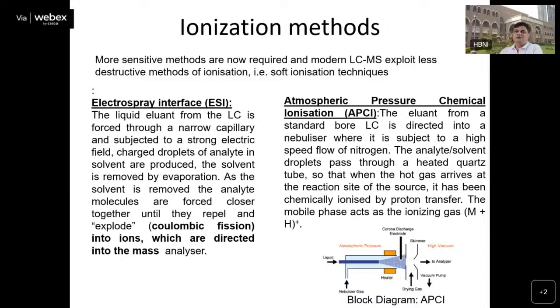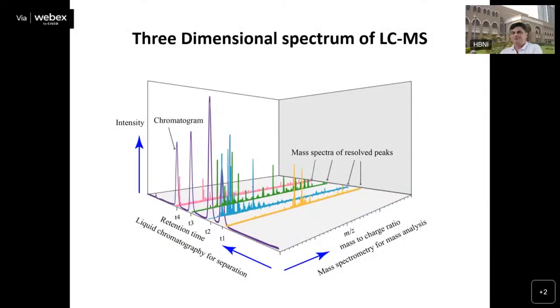So this is how in LCMS we ionize, either by using the electrospray interface or by atmospheric pressure chemical ionization. And this is the three-dimensional spectrum of an LCMS. So this is how the separation has been done by using liquid chromatography, and then after separation of each peak, we get the mass spectra, that is the various masses associated with those particular elements.